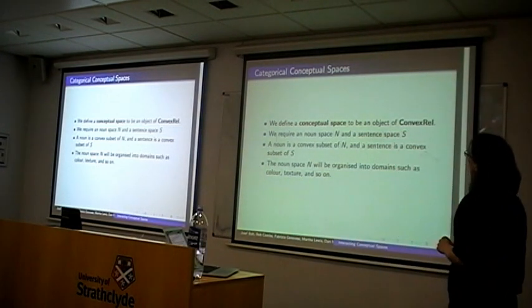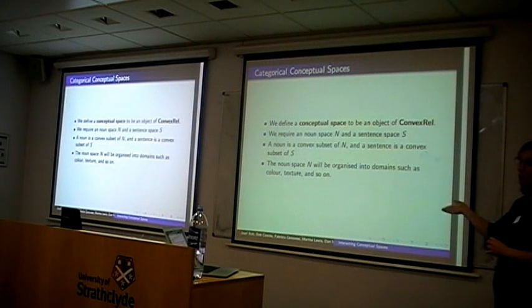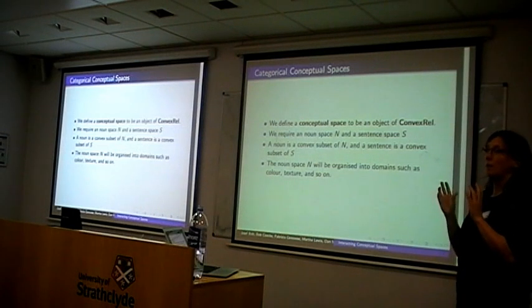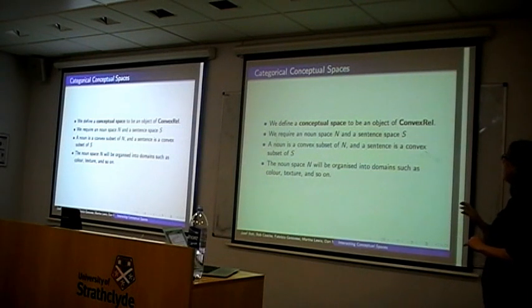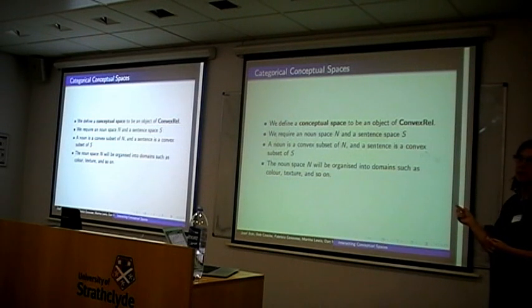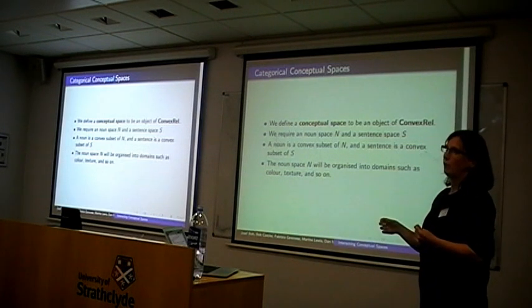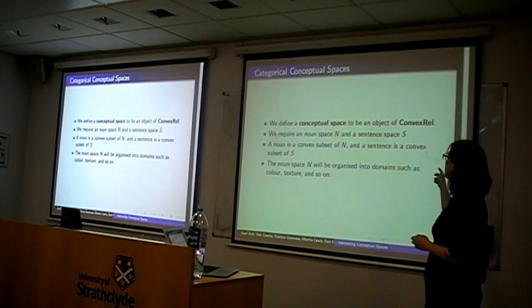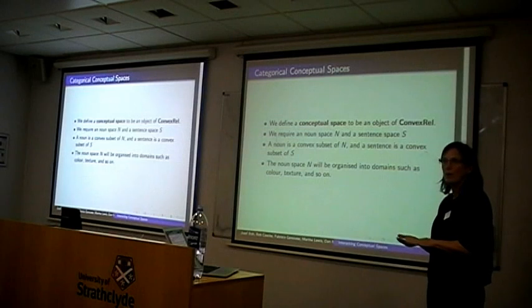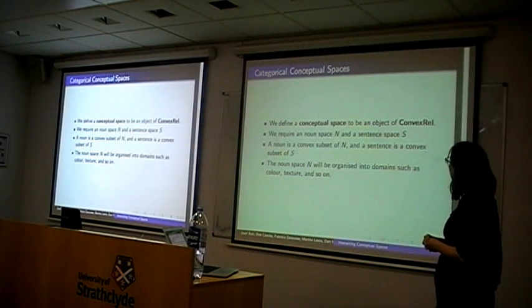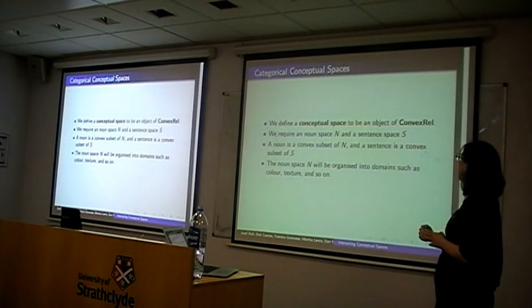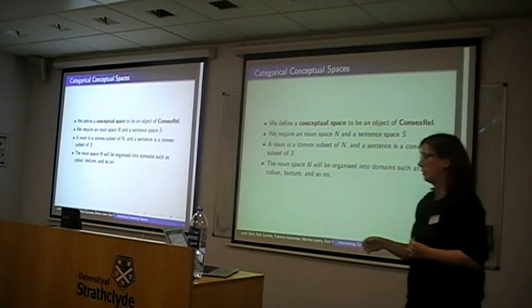So we're going to define a conceptual space to be an object of convex rel, i.e. one of these convex algebras, a set with a mixing operation. And what we need to match the pre-group grammar is a noun space N and a sentence space S. And then we define a noun to be a convex subset of N, and a sentence is a convex subset of S. So I don't know how that sits with people, but the noun space N is also going to be organised into these domains like colour, texture, and so on.